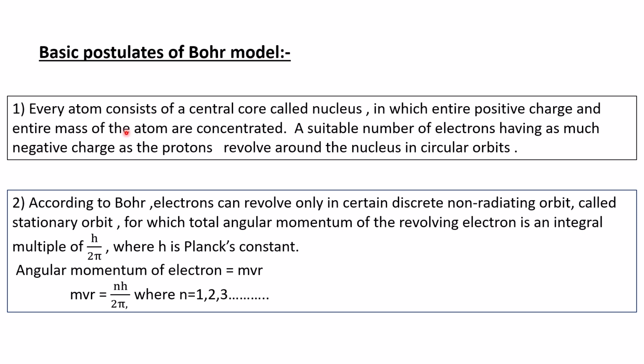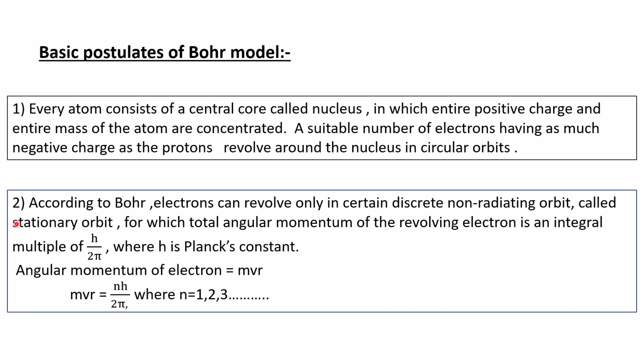The electrons will be revolving around the nucleus. The number of electrons will be the same as the number of protons in the nucleus. That is, the number of protons in the nucleus and the number of electrons revolving around the nucleus will be the same.